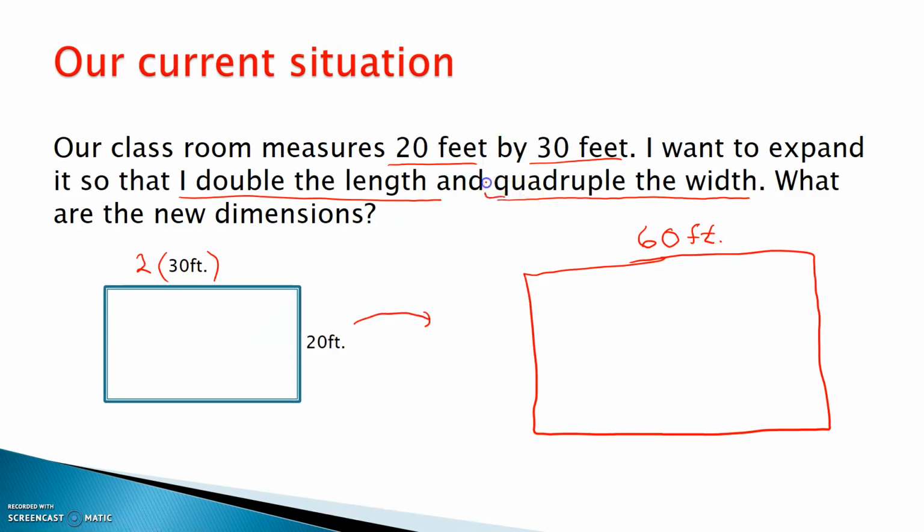Now, this is the weird one: quadruple. If I want to quadruple the width, that means I have to multiply. Multiply by what? Multiply by 4. So what's 4 times 20 feet? That is going to be 80 feet.